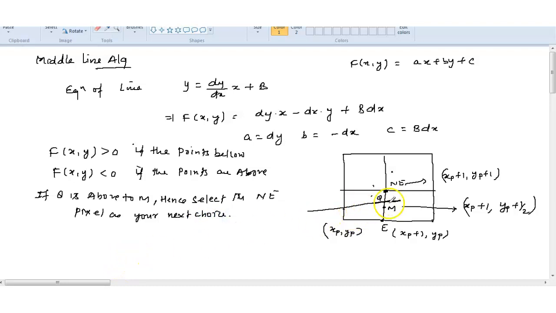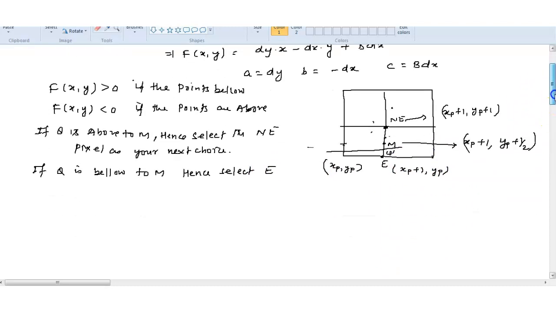And consider the straight line passing through here, this Q. If Q is below this midpoint M, then we have to select the east pixel as the next choice.